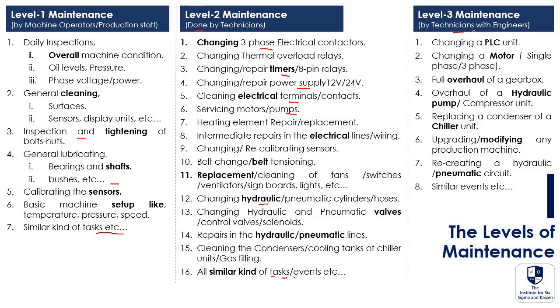Then, when it comes to level 3 maintenance, this needs to be done by the technicians but with the help of the engineers. Like changing a PLC, maybe changing a motor, maybe doing a full overhaul of a gearbox, a complete overhaul of a hydraulic pump or a compressor, upgrading and modifying any production machine, or recreating a hydraulic or pneumatic circuit. Events like these can be categorized as level 3 maintenance.